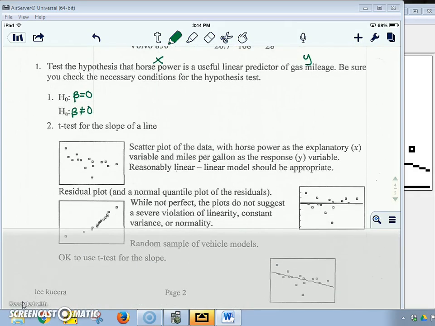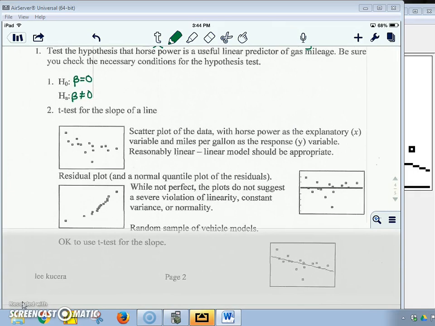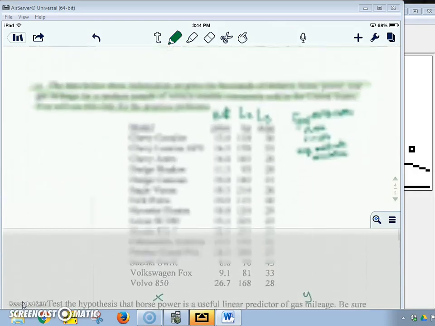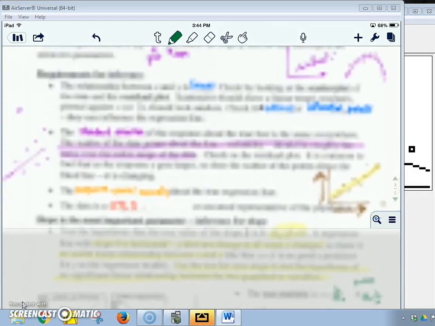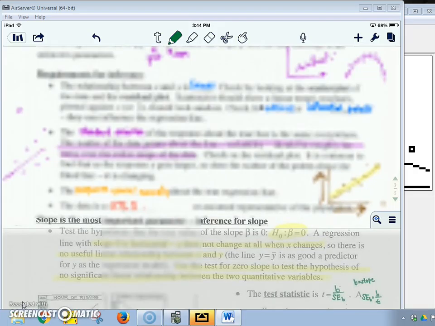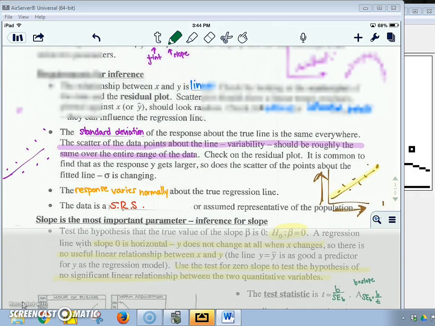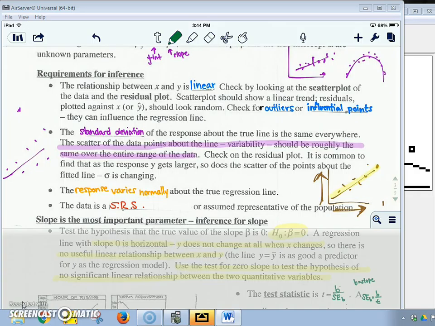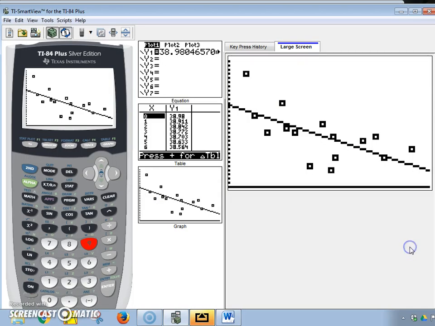So we want to do a t-test for the slope of a line. In order to do that, we need to check our conditions. So our first condition is: is the relationship between X and Y linear? Looking at a scatter plot and the residual plot. Okay, so let's go back here. For a scatter plot, yeah, it looks fairly linear.